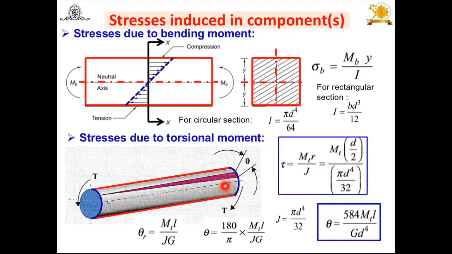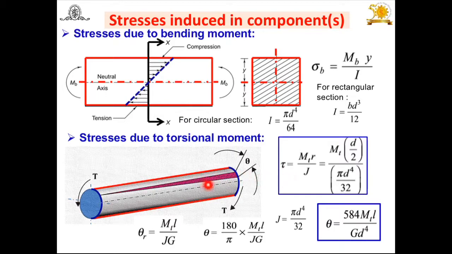And these torsional shear stresses are determined by using again this simple equation: tau is equal to Mt r by J. Mt is the twisting moment, r is the distance from the neutral axis or radius, which you can consider as d by 2. J is the polar moment of inertia, and generally you will find that shafts or transmission shafts have a circular cross section. The polar moment of inertia is equal to pi by 32 into d raised to 4. You can substitute all these values, and you will get tau.